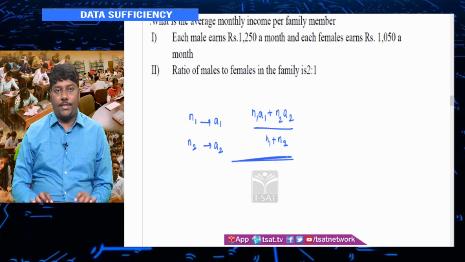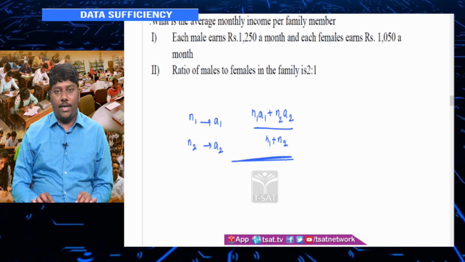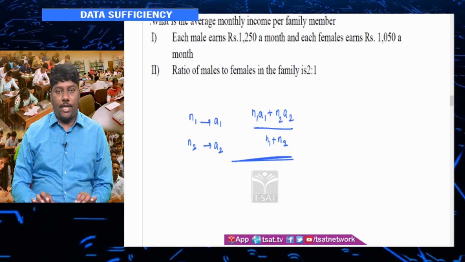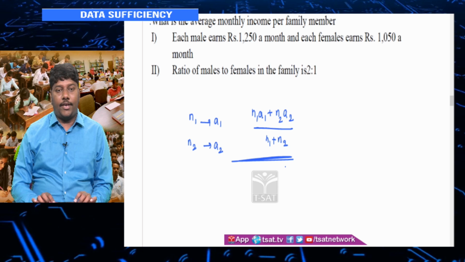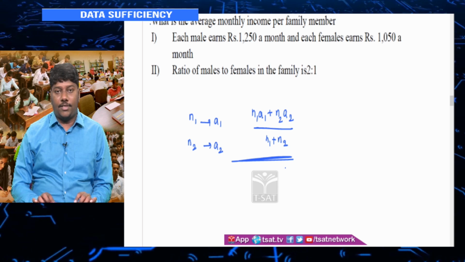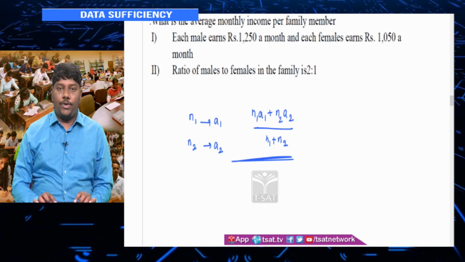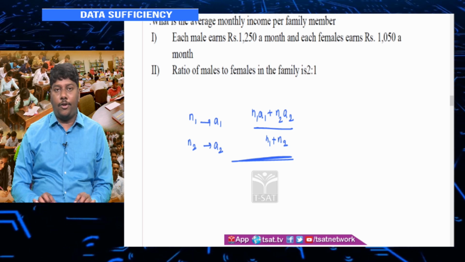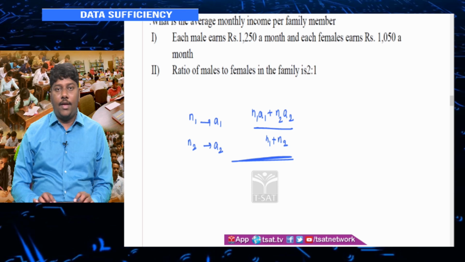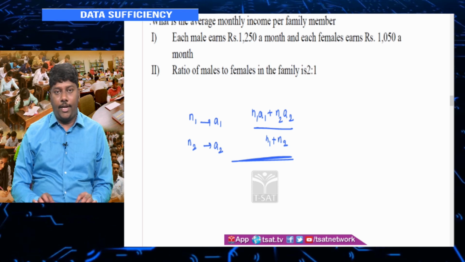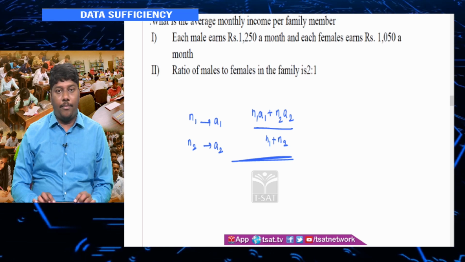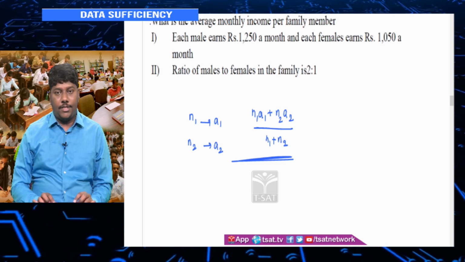In statement 1 he gives the A1 and A2 values. By just knowing A1 and A2 values you cannot find the answer. Therefore 1 is not sufficient alone. Now let's check 2. Ratio of males to females, he is giving you N1 is to N2 as 2 is to 1. Just by knowing the number of males and females, we can't find the average salary. We should also know their average salaries individually, A1 and A2.